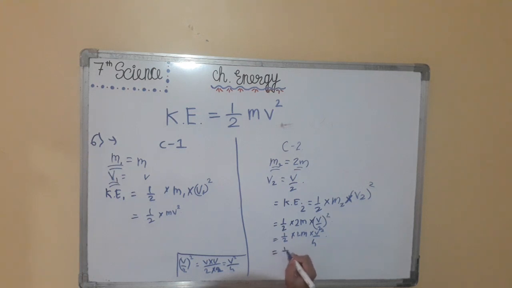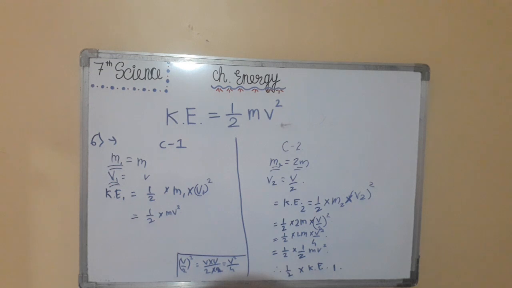Again, half into half mv square, which is half into kinetic energy 1. Therefore, kinetic energy 2 is half of kinetic energy 1. This is the final answer.